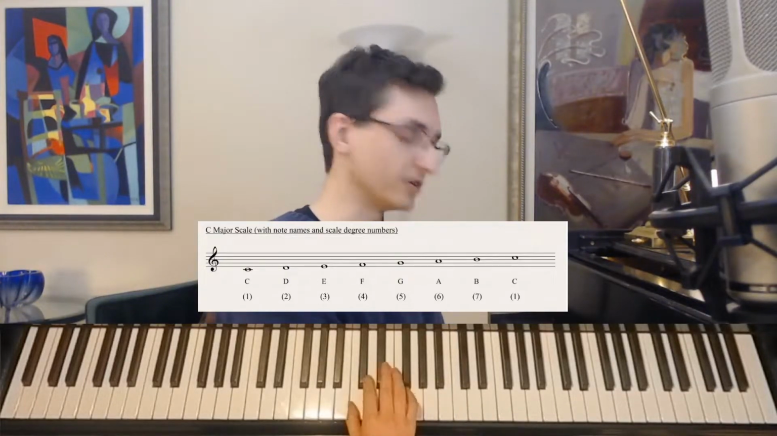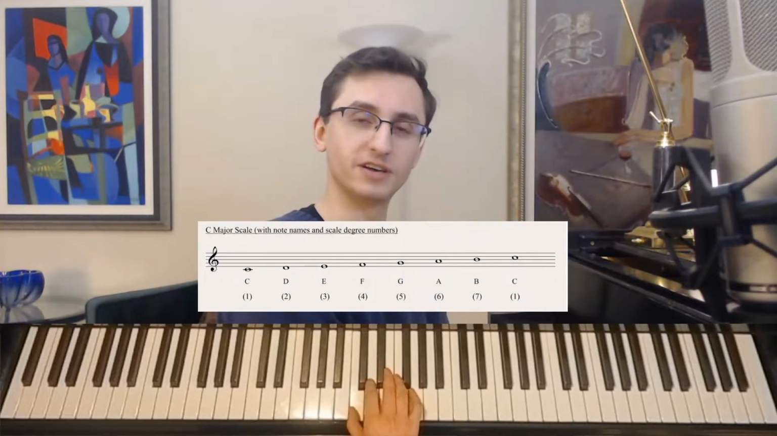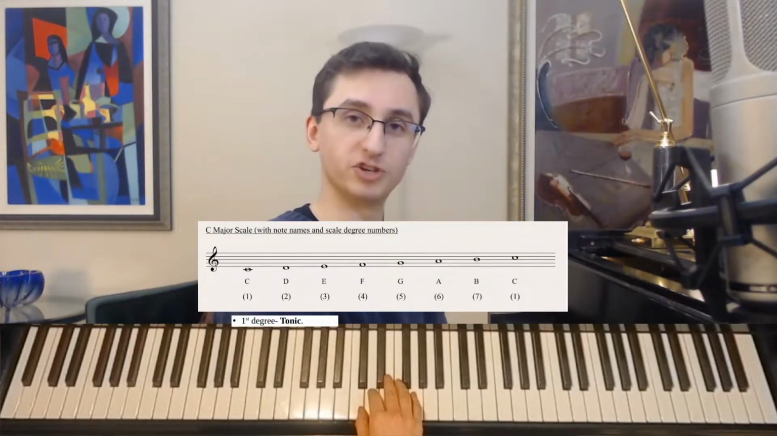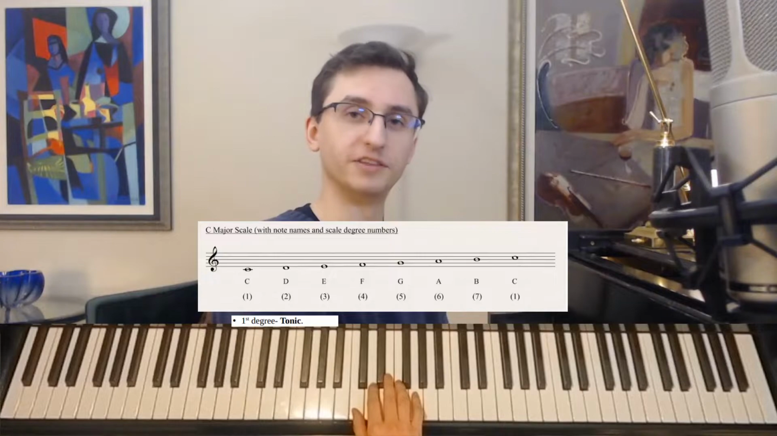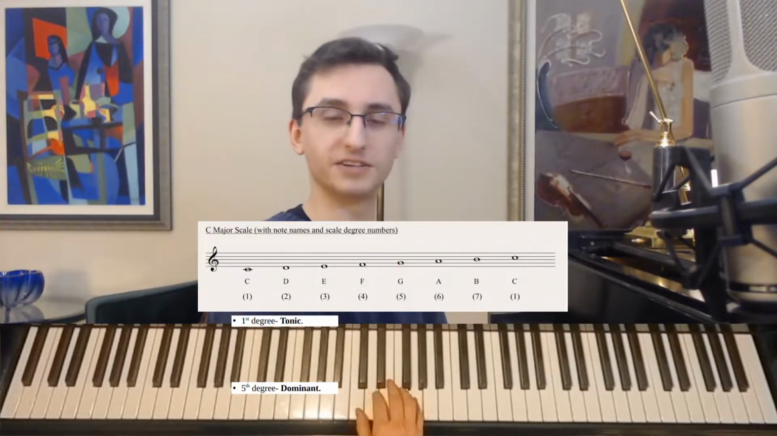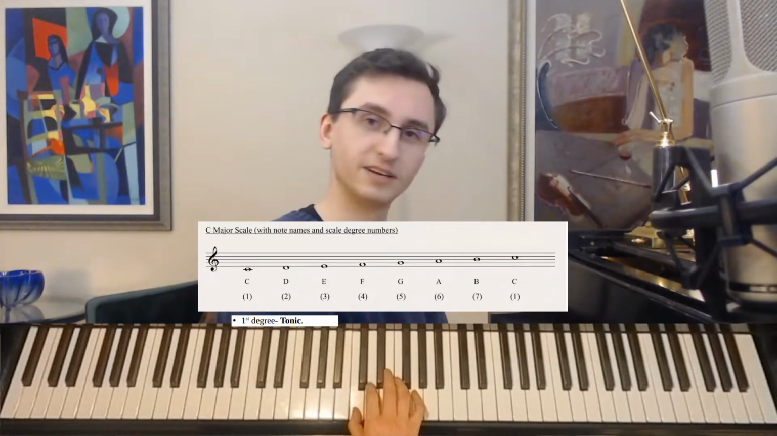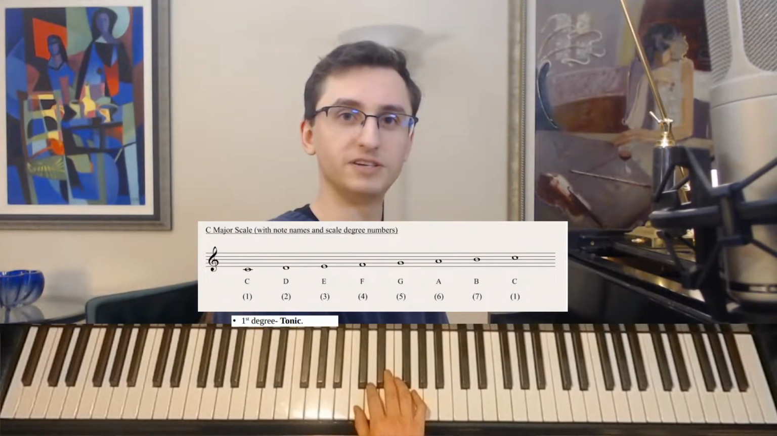Going back to C major, the first scale degree, C, is also called the tonic. Jumping ahead to the fifth scale degree, G, this one is called the dominant. The tonic and the dominant form a foundation for many musical compositions we hear every day, but they're also very useful for helping us find the names of all the other scale degrees. Going back to tonic, the next one up would be D.